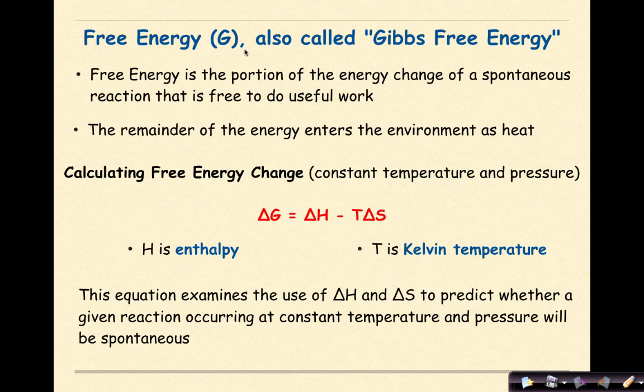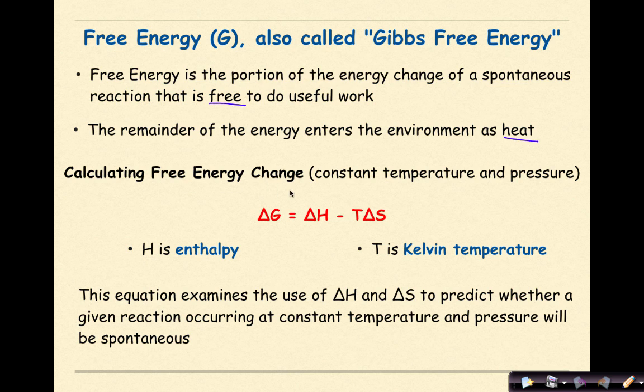Free energy, represented by the symbol G, is also called Gibbs Free Energy. Free energy is the portion of the energy change of a spontaneous reaction that is free to do useful work. The remainder of the energy enters the environment as heat.